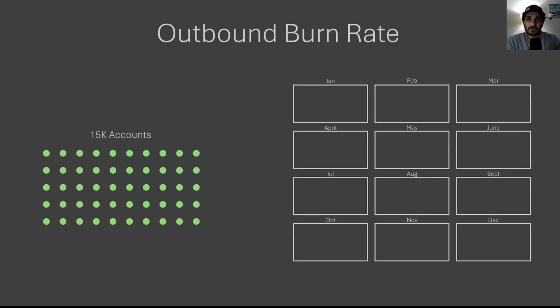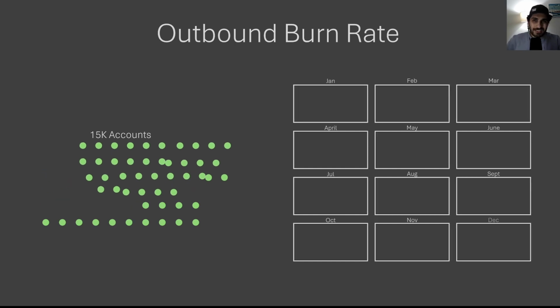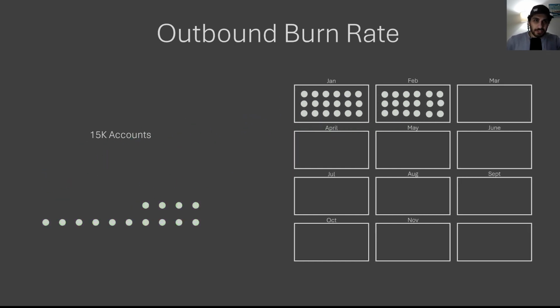Okay, the first one is this is going to help you determine your outreach burn rate. Your burn rate is how quickly you go through your entire market when it comes to outbound. All right, so let's say we've got 15,000 accounts, and let's say hypothetically we distribute them like this. So we've got most of the accounts being targeted within the first 2 months.